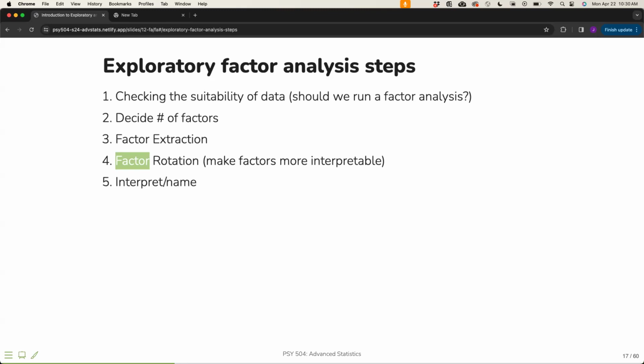The second step is to decide the number of factors we want to extract. The third step is factor extraction, so extracting the loadings. The fourth step is factor rotation, which helps make our factors more interpretable. And then in the last step, the fun part, we get to name our factors in some meaningful way.